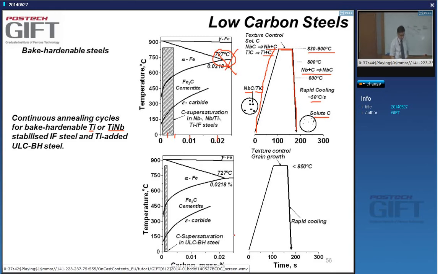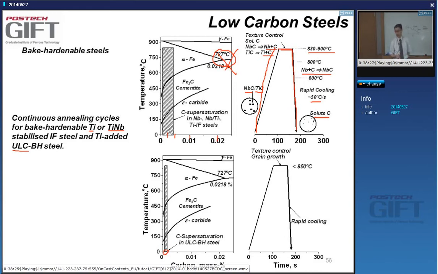Alternatively, some clever people have said, well, if we're going to make bake hardening steels, let's not add so much niobium, or let's not add so much titanium. Let's just leave carbon free at all times. And these are what are called ULC bake hardening steels, ultra-low carbon steels. So here we have extremely low carbon contents, and we don't stabilize. We don't have to stabilize it.